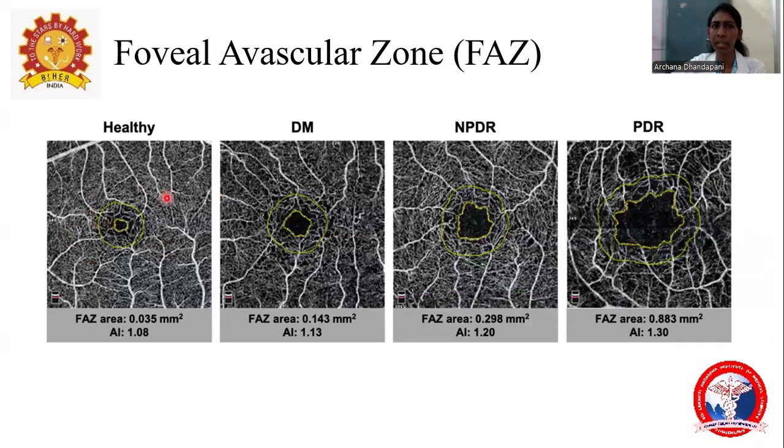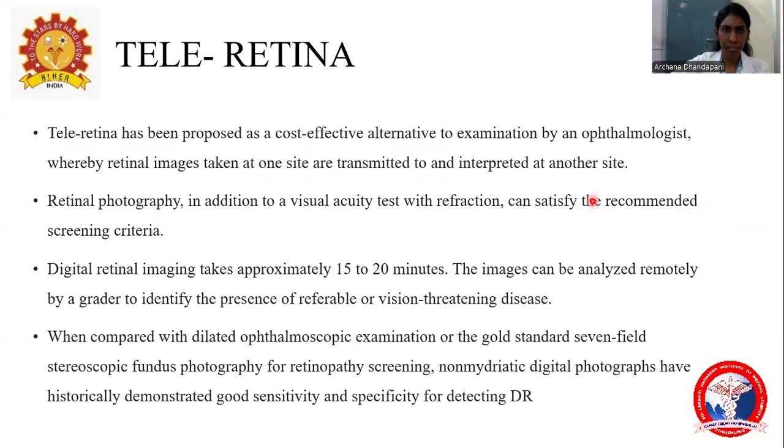As I told earlier, foveal avascular zone is very important when we are talking about the visual prognosis of the patient. So normally you can see it is around 350 microns in a healthy individual. In diabetes mellitus itself, it tends to increase a little bit, whereas it keeps on progressing in NPDR and PDR. If it is increased beyond a limit, then the patient will have poor visual acuity and it is not going to recover.